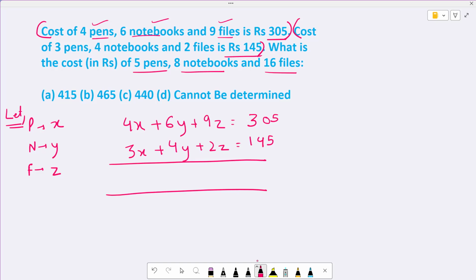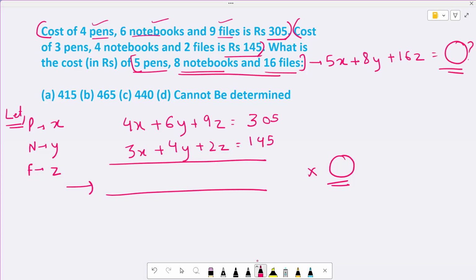First we'll try to find out by subtracting these two what the equation is. Generally in these kinds of questions, if we multiply the equation that we get here by some number, we get the equation that we need. For example, the equation we need here is 5x plus 8y plus 16z, and we need to find out what it is equal to. This particular format may or may not be seen here, so we are just trying this kind of method.